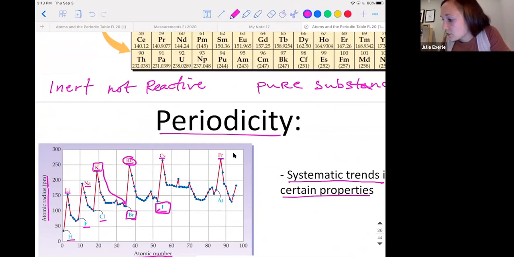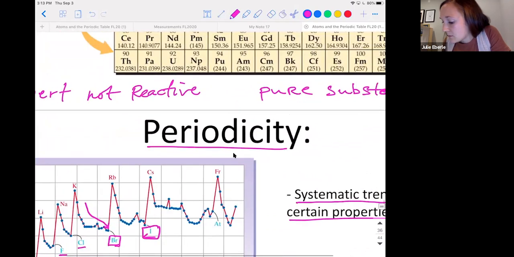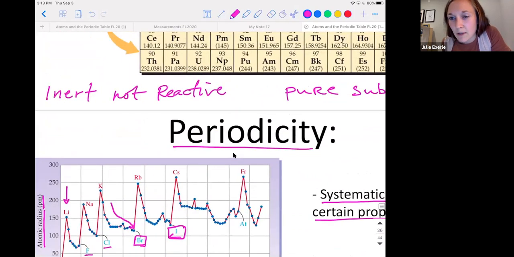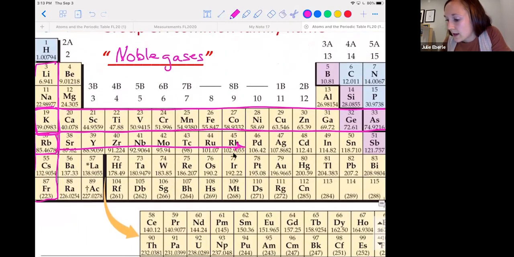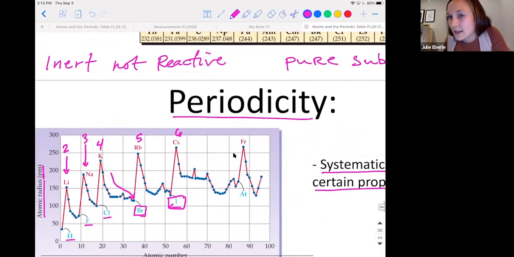And then also another trend I want to point out, if we are looking just at the group 1 elements, lithium is the first group 1 element. It's on row 2. Sodium is on row 3, so it's one row beneath. Potassium is row 4, a row beneath. 5 and 6. So as you go down in rows, as you go down group 1, what happens to the size of the atom? The atomic radius increases.